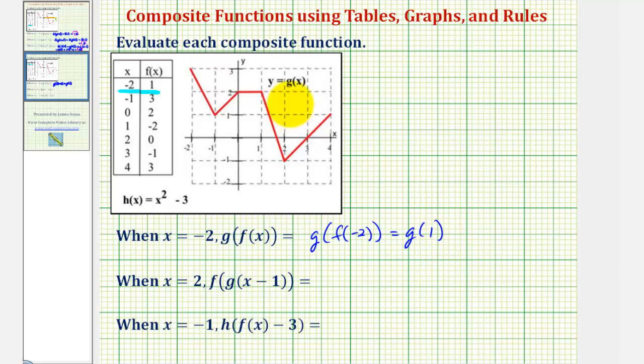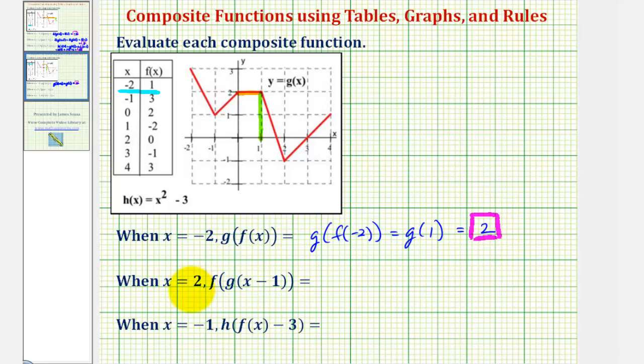Now looking at the graph of g of x, we want to find the output or function value, which should be the y value when the input or x value is +1. So looking at the graph of g of x, notice here's where x equals +1. At this point, notice how the y coordinate would be +2, and therefore the function value is +2 when the input is +1. Therefore g of 1 equals +2, which is our composite function value.